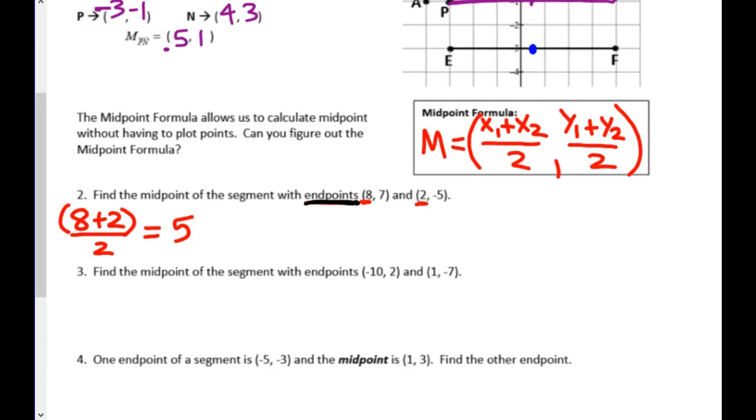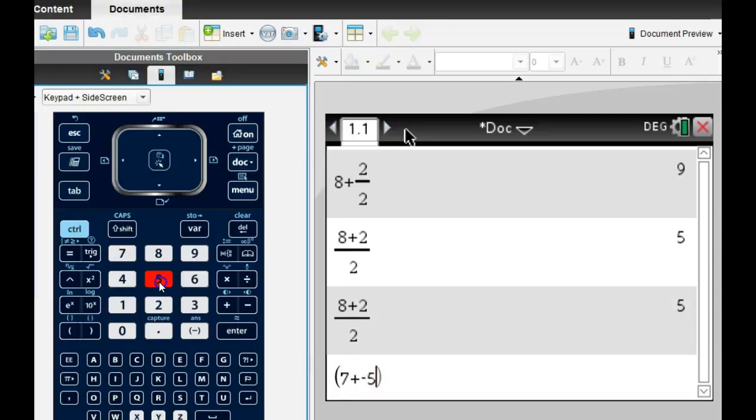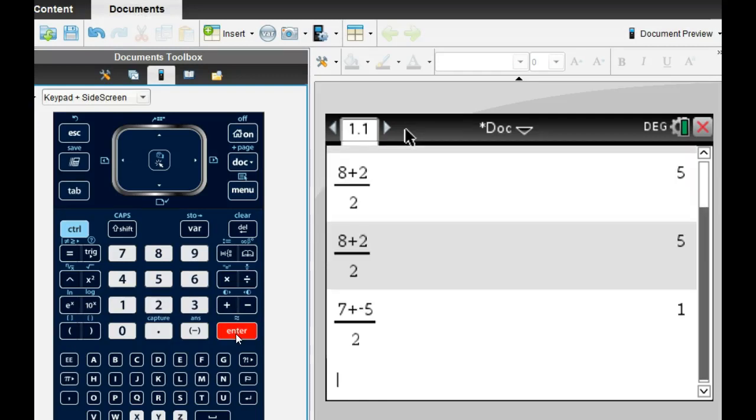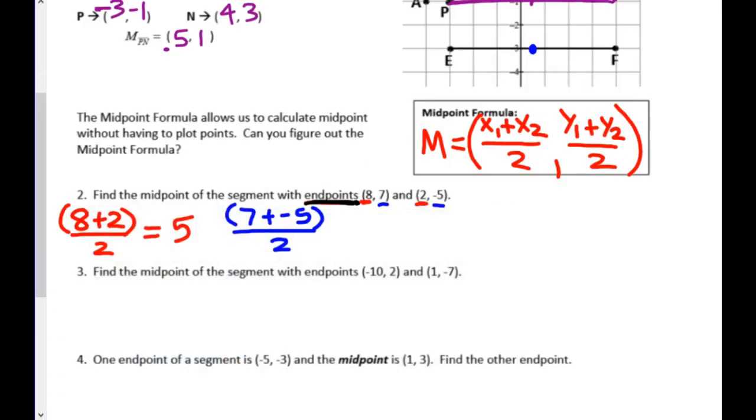I'll do it in blue. What are my 2 y values? 7 and negative 5. Remember, I'm going to add them. 7 plus negative 5 divided by 2. Again, if you can add that in your brain and then divide by 2, that's fine. Okay? But if you want to use your calculator, it would be parentheses 7 plus negative 5 parentheses divided by 2. And I hope everyone knows the difference between minus and negative, right? Does everyone see these red buttons on the screen? They're different things. Don't type them like that, but you got to know which one's a minus sign and which one's a negative sign, right? So we got 1.